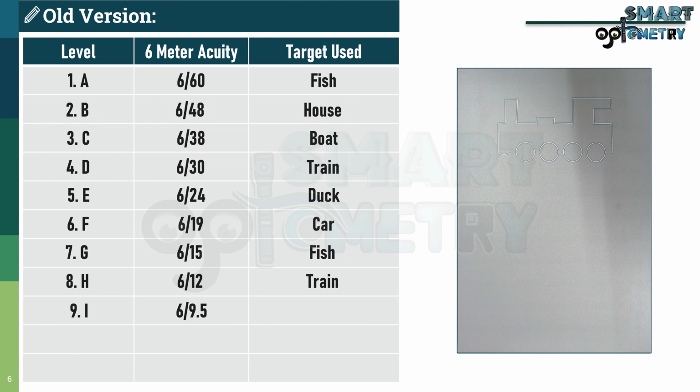Level 9 or I, visual acuity 6 by 9.5 and target used is boat. Level 10 or J, visual acuity 6 by 7.5 and target used is car. Level 11 or K, visual acuity 6 by 6 and target used is duck.